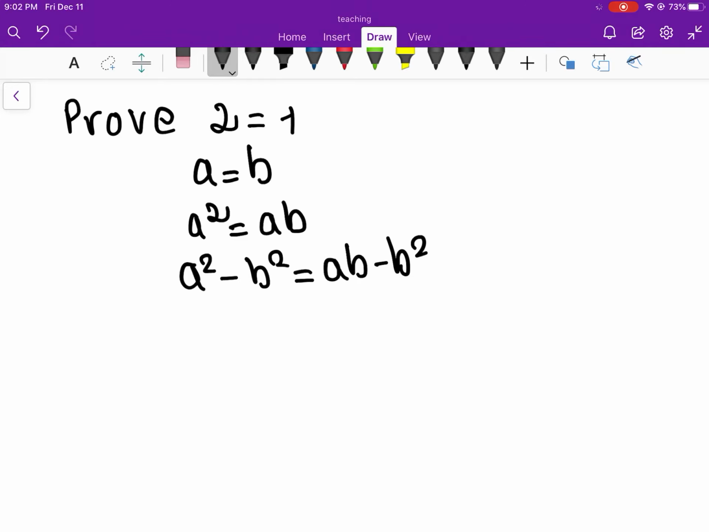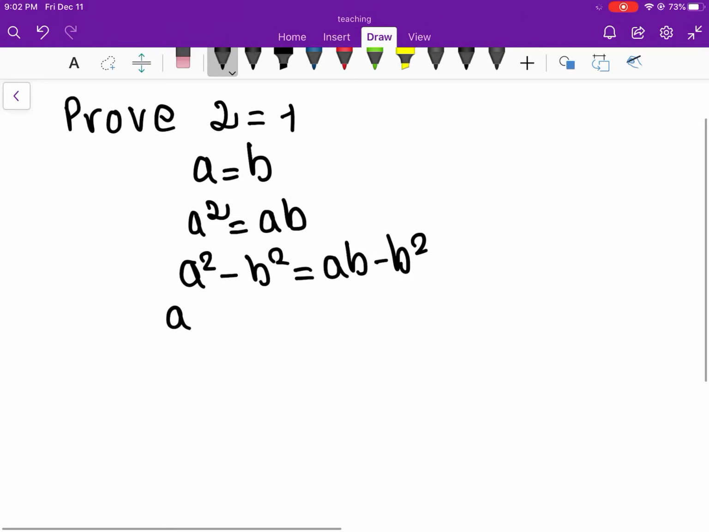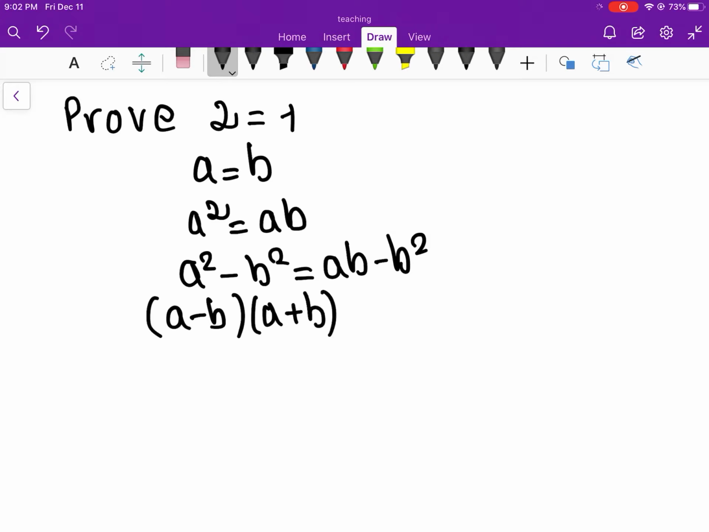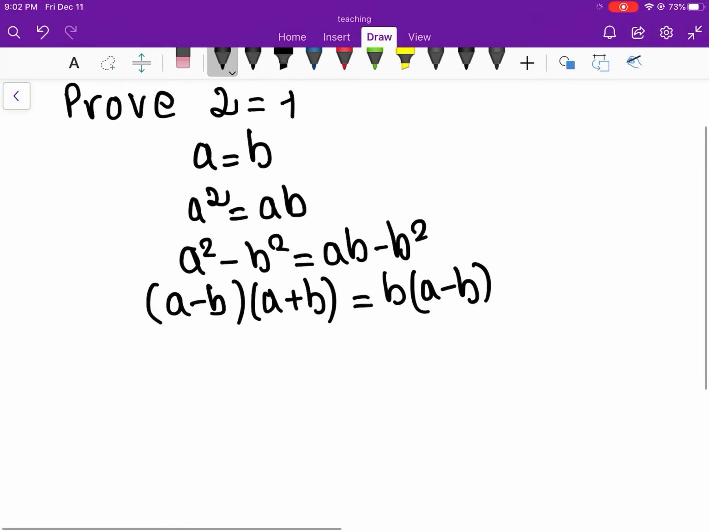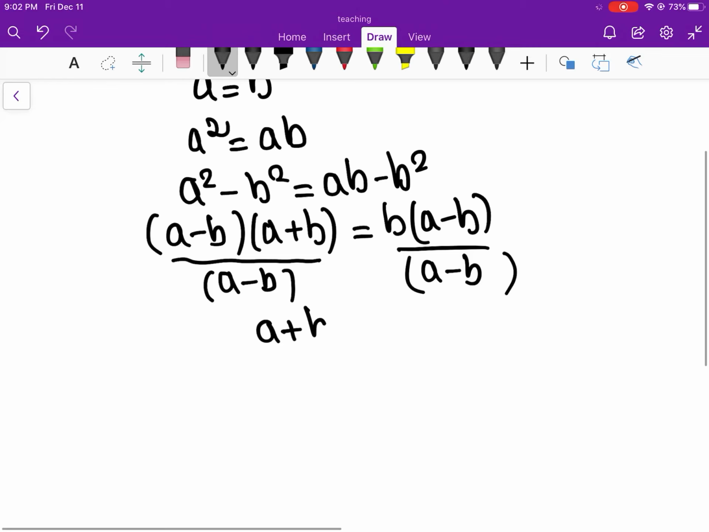So after that, I do the factoring. This one, A squared minus B squared, is equal to (A minus B) times (A plus B). And this side, I factor out B and I get B times (A minus B). I divide both sides by A minus B, okay? And I get A plus B equals B.